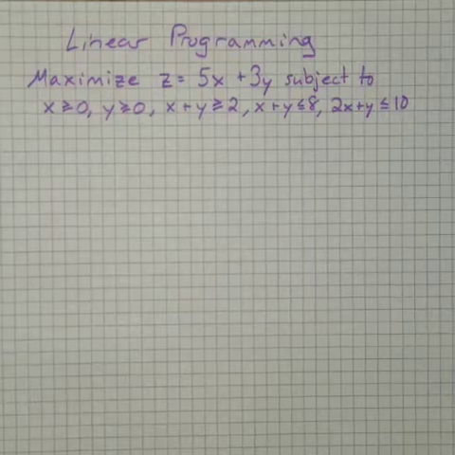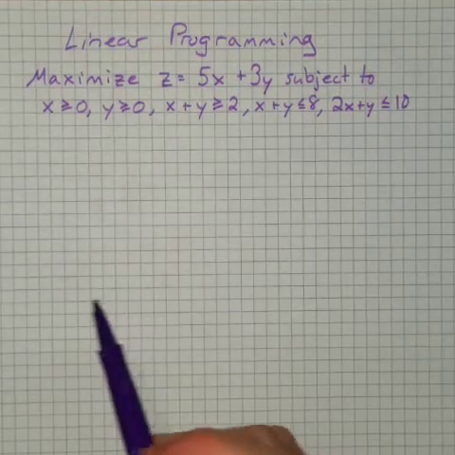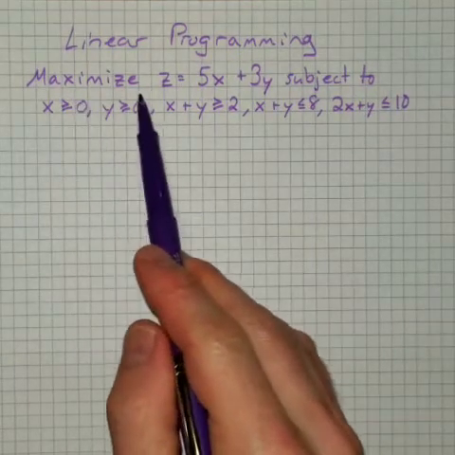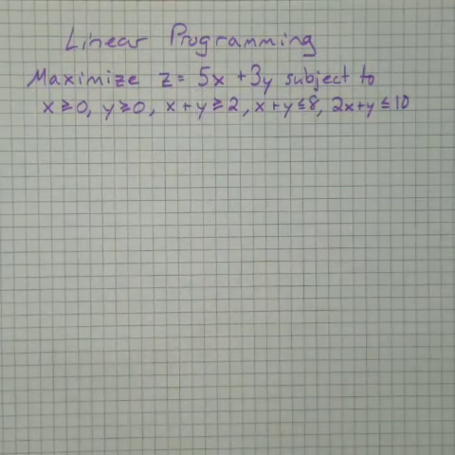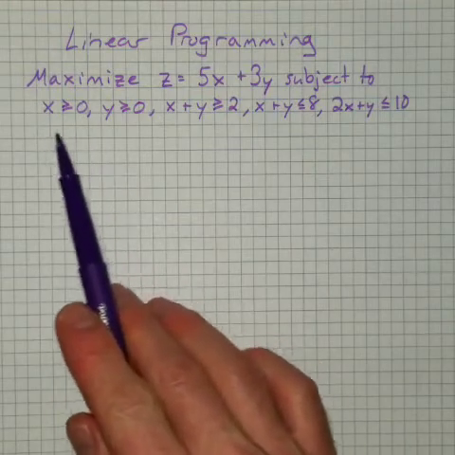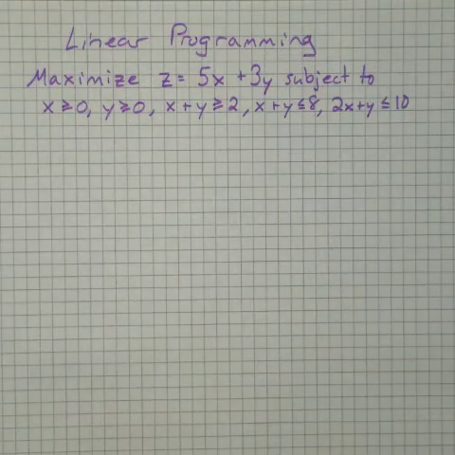Alright, so the example we're going to work through here in linear programming says that we're going to try to maximize this function z equals 5x plus 3y subject to this whole string of inequalities. There's a bunch of things there.